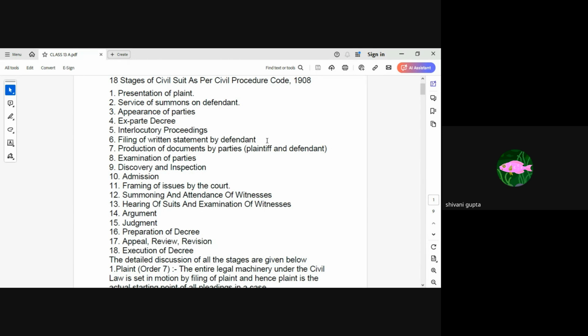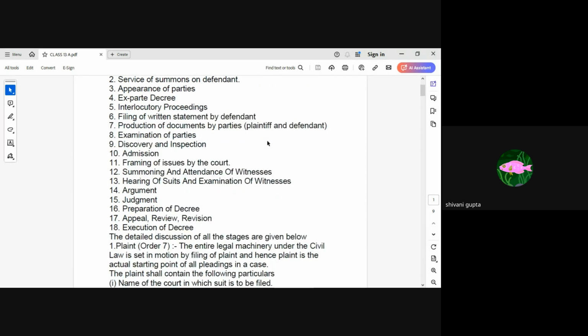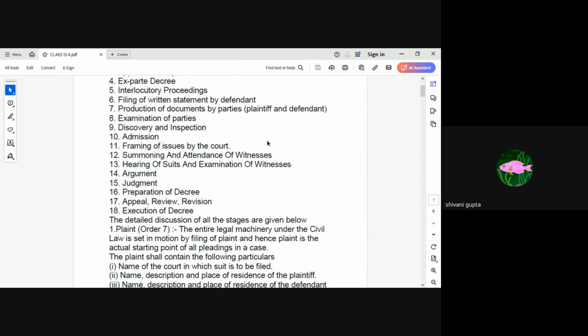After the summoning, there is a hearing of the suit, examination of the witnesses, cross examination of the witnesses, arguments, judgment, preparation of the decree. Once the decree is issued by the court, you can go for the appeal, review, or revision, whatever suits the circumstance. After the appeal, review, revision, there is an execution of decree petition that is followed up, and that is the 18th step, and after that the order is executed successfully.